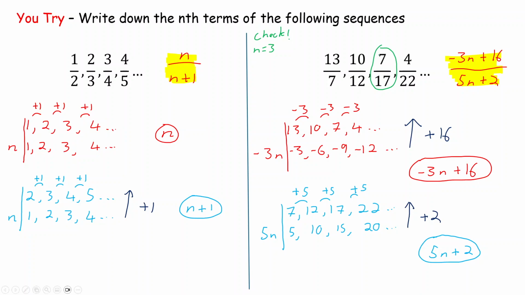So let's put it into our nth term. So minus 3 times 3, add on 16, divided by 5 times n, so 5 times my third term, so 5 times 3, plus 2. Minus 3 times 3 is minus 9, add 16 is indeed 7, good. And then 5 times 3 is 15, add 2 is indeed 17, so good. It is definitely correct.